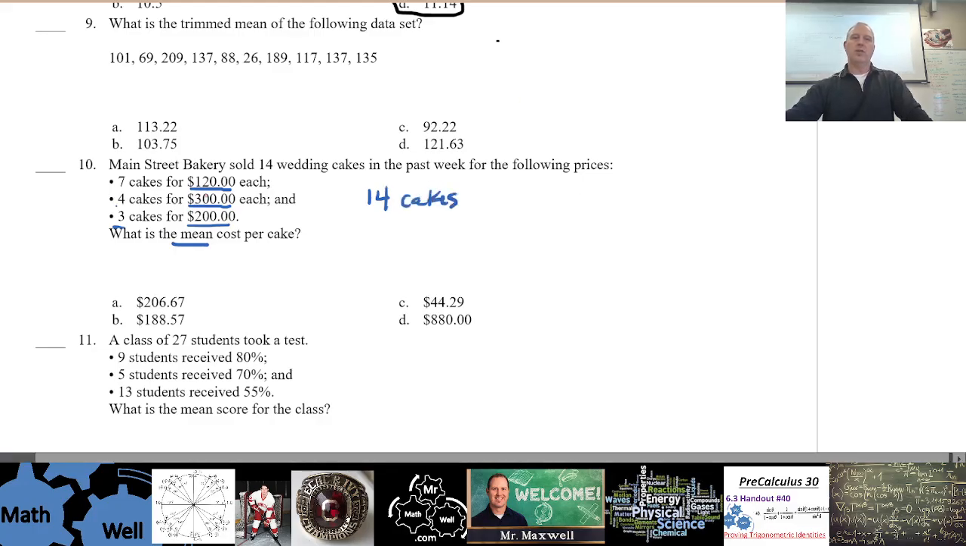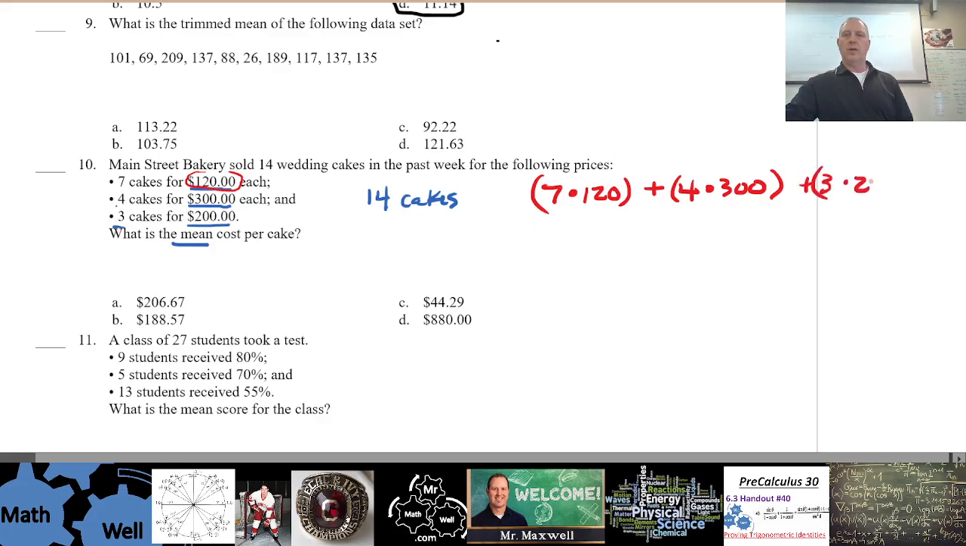Now the nice thing about this is we don't have to list 120 7 times. We could do 120 plus 120 plus 120 plus 120. We don't have to do that. We can do this instead. We can do 7 times 120. You can do that as a product. Then you add to that the 4 cakes that are worth 300. So 4 times 300, right? That's the amount of money for those cakes. And then finally, you can add 3 times 200 because there are 3 $200 cakes.